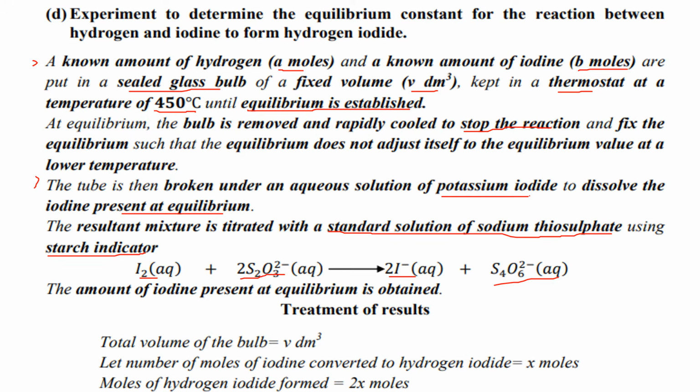I'm going to be quick and brief because we have been repeating this in the previous experiments. So we are saying that the total volume of the bulb, let it be V decimeters cubed. We already stated it in the first procedure of our experiment. So that's why we are just saying equal to V decimeters cubed. And let the number of moles of iodine that are converted to hydrogen iodide be equal to X moles. And let the moles of hydrogen iodide formed be 2X moles.